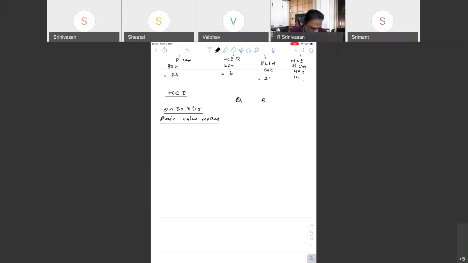So here how much is the amount? Investment in Q 480, 80% they have given. So for Q it will be 480 divided by 80 into 20. 480 divided by 80 into 0.2. This has come to 120. Okay, 120. Then R Limited will be how much? 300.